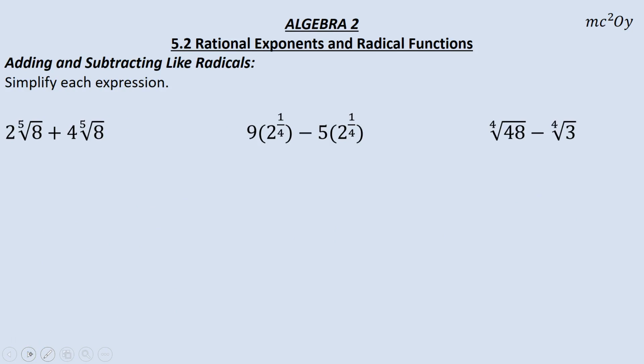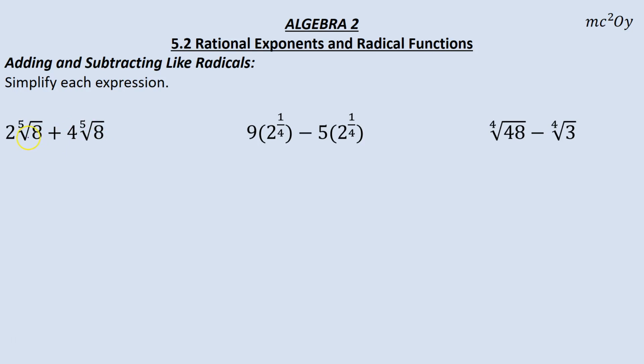Okay, so let's go ahead and simplify like radicals. This is kind of a little easier. In order to add and subtract radicals, I have to have like terms or like radicals, and it means the root has to be the same as well as the base inside.